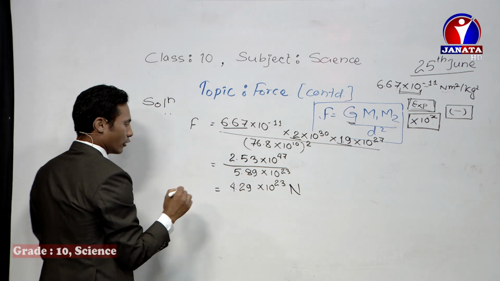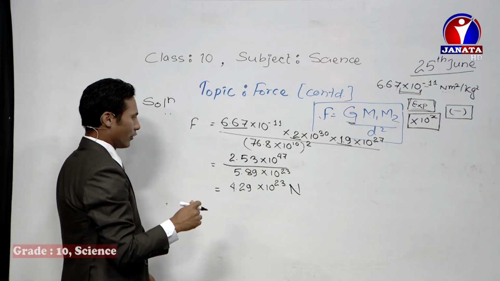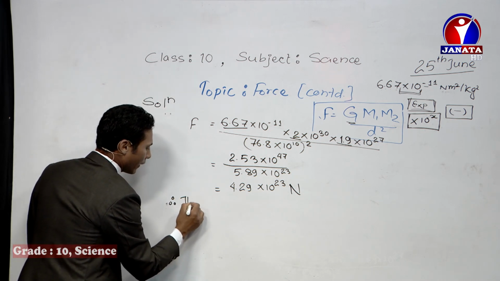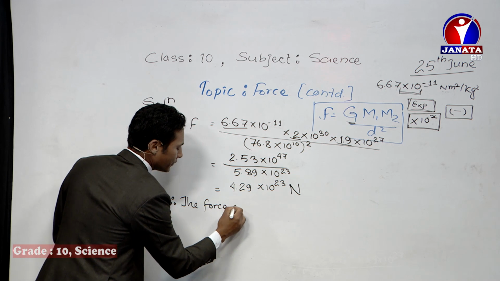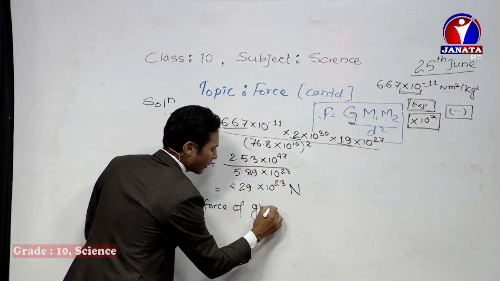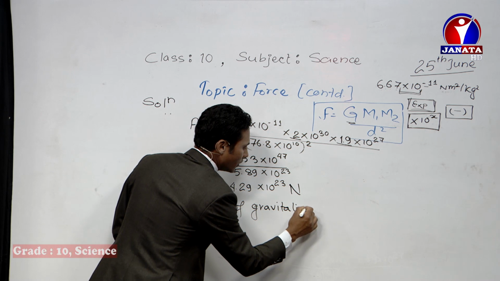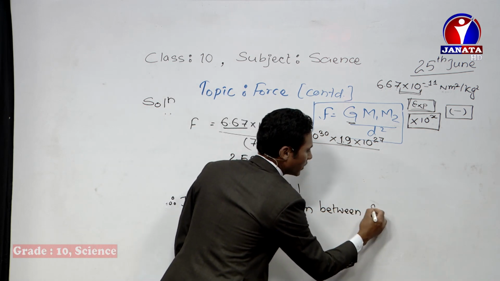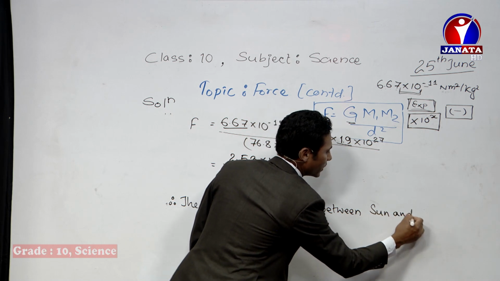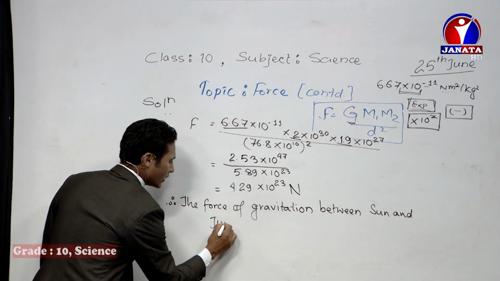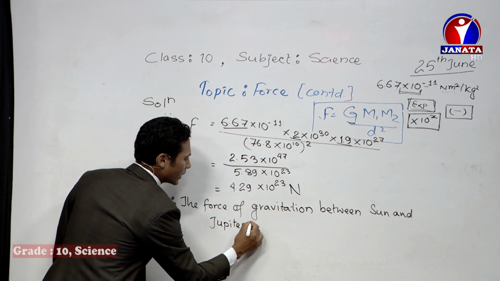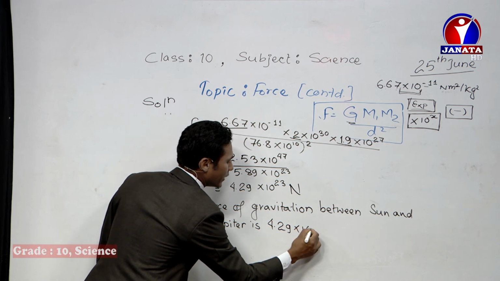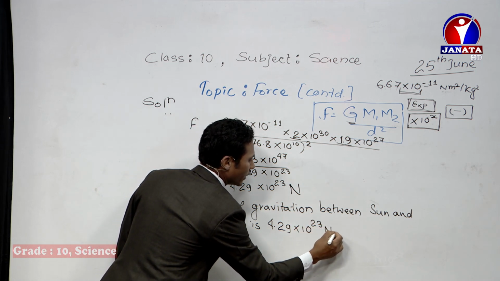That's why, let's write down the conclusion also, so that the numerical problem can be easily understood. Therefore, the force of gravitation between Sun and Jupiter is 4.29 into 10 to the power 23 Newton.